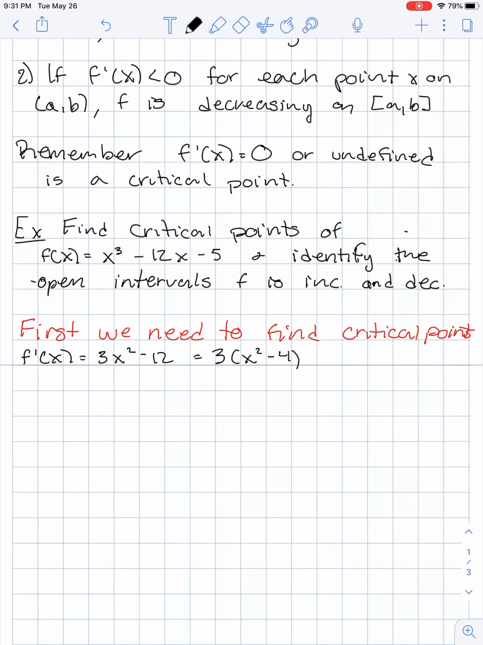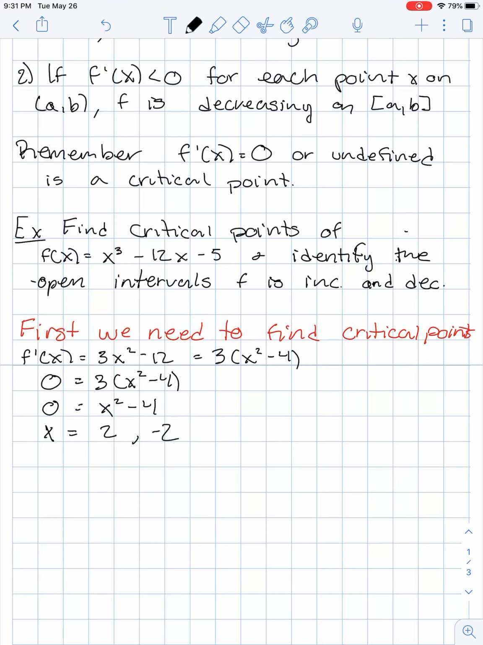I'm going to set this equal to 0. So we'll have 0 equal to 3 times x squared minus 4. Divide each side by 3. We just get that 0 is equal to x squared minus 4. And x is equal to plus or minus 2.